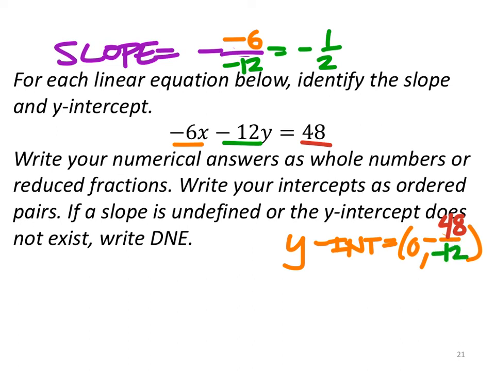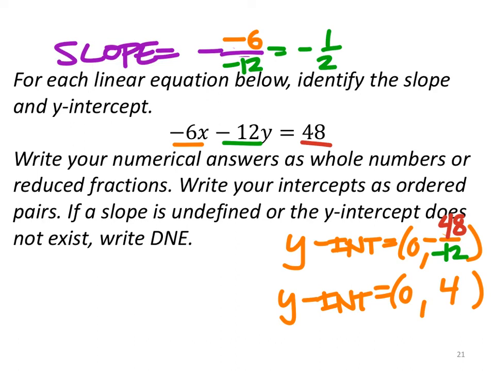So now we'll simplify this, and that would be 0. So that fraction has 2 negatives. 2 is even, so the answer is positive. And 48 divided by 12 is 4. So that's my y-intercept right there. All right.